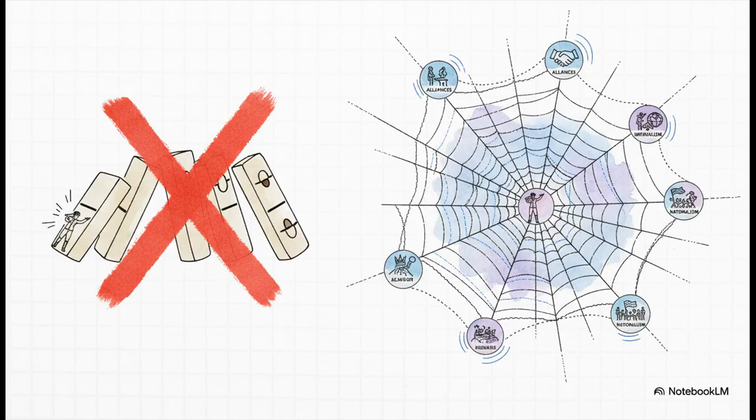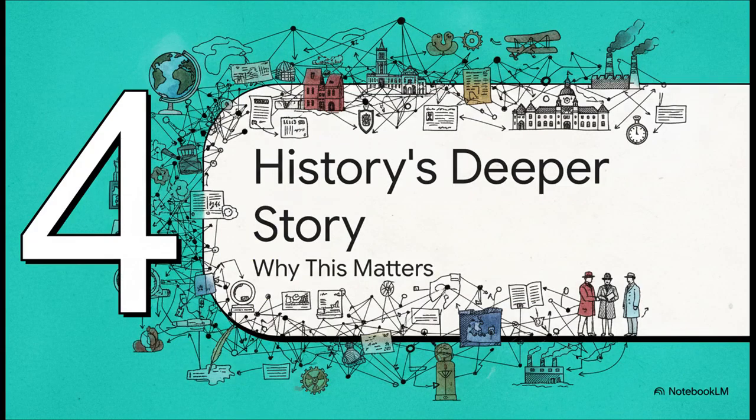And this right here is the key takeaway. History isn't a neat little line of falling dominoes. It's a messy, tangled, intricate web. If you pull on any single thread, whether it's nationalism or alliances or imperialism, the entire structure shakes. Everything is connected. So, why does any of this matter to you?